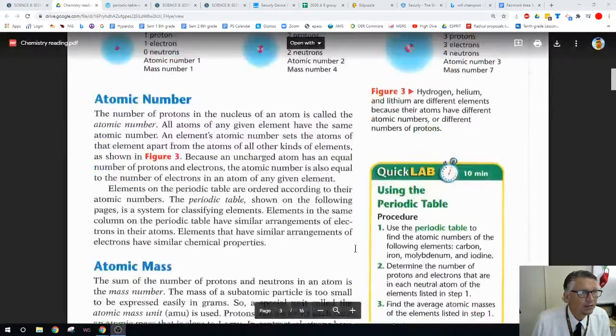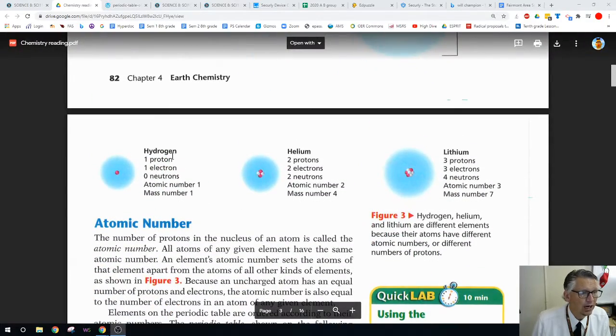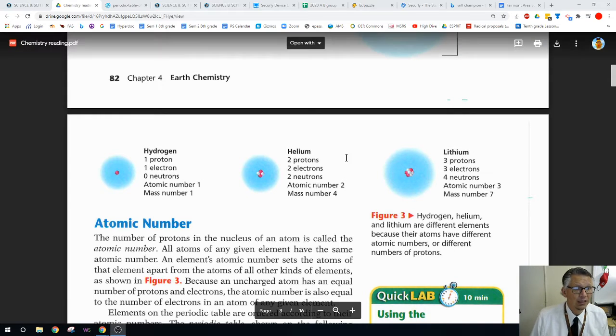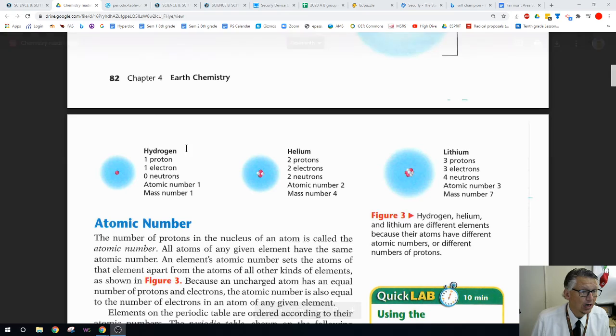If we take a look at hydrogen, hydrogen normally has 1 proton, 1 electron, and no neutrons. Sometimes hydrogen will have 1 proton, 1 electron, and 1 neutron, and it'll have an atomic mass of 2. That's called deuterium. And sometimes hydrogen will have 1 proton, 1 electron, and 2 neutrons, and it'll have an atomic mass of 3, and that's called tritium.